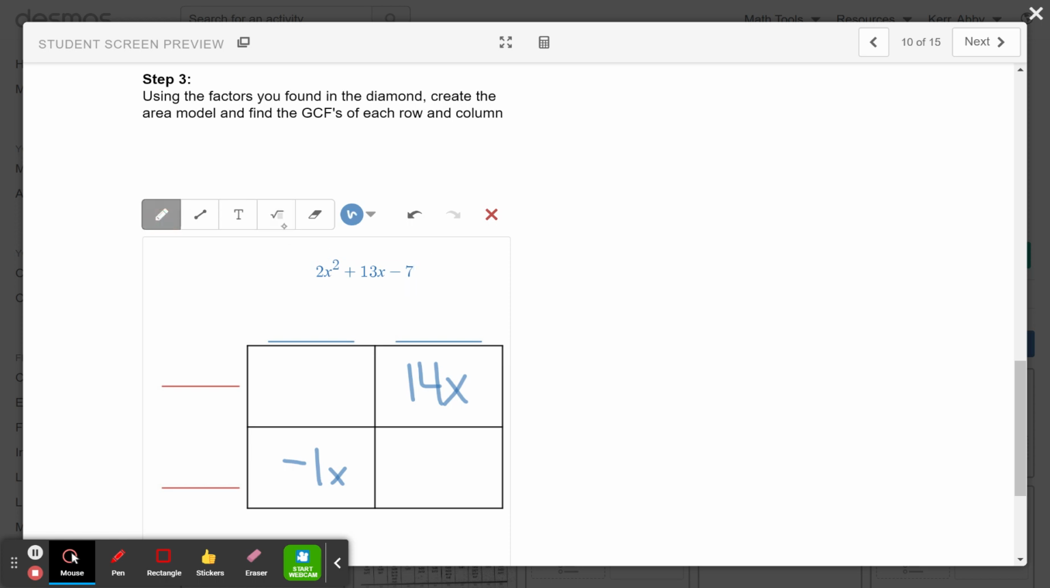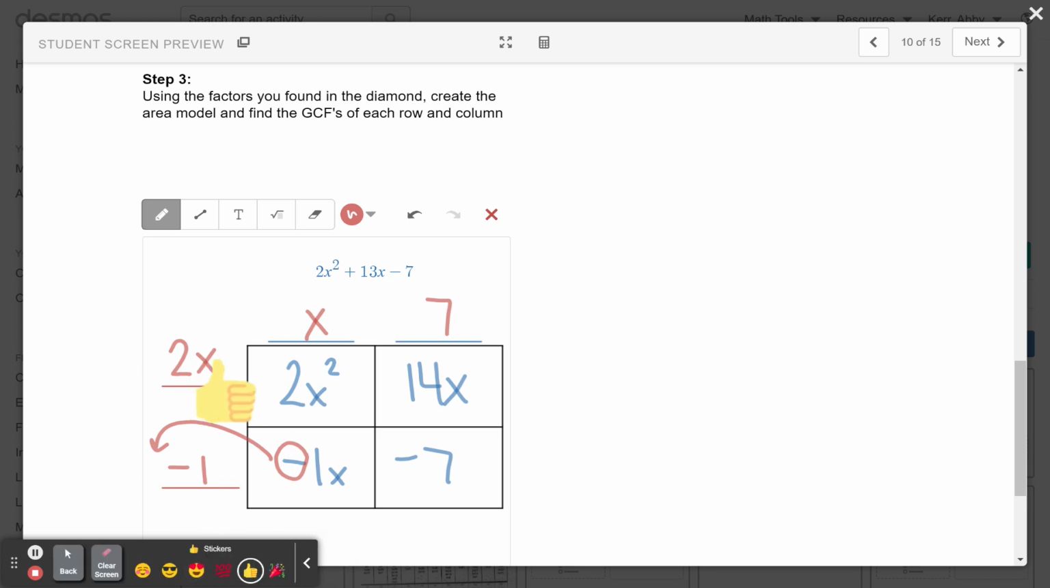Now, this is the original equation. First term, first box, last term, last box. Now you want to do the GCFs. GCF is 2 and then x. Remember, this is a negative, so it's going to be a negative 1. GCF of the first column is just x, and then this will be a positive 7. Remember, you don't want to rush this, so double check.